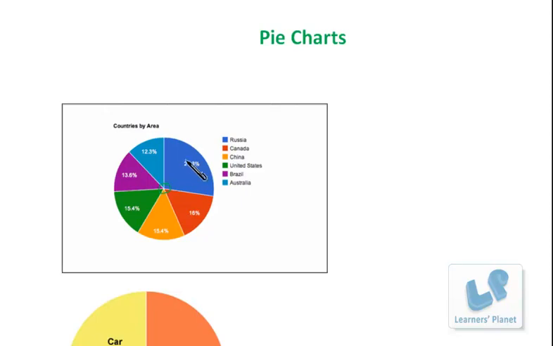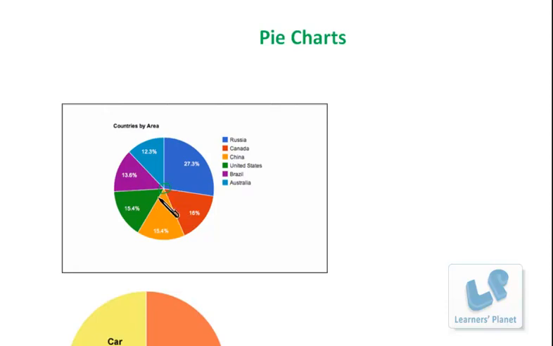Out of the total area, 27.3%, that is this, is covered by Russia. Similarly, 16% of the total area is covered by Canada, 15.4% by China, 15.4% by United States, 13.6% by Brazil, and 12.3% by Australia. So this is how we have presented the area of different countries in a pie chart, right?